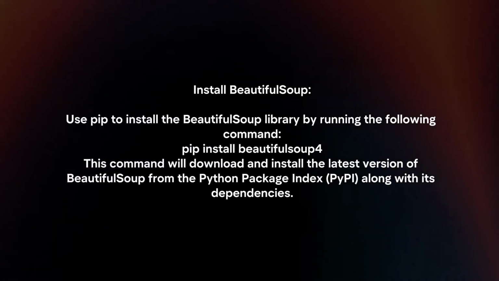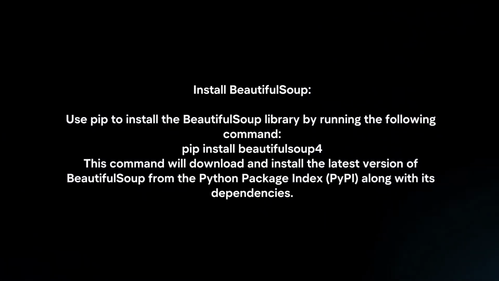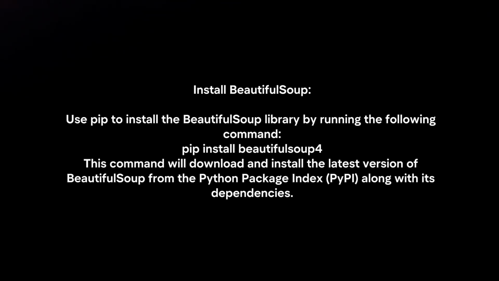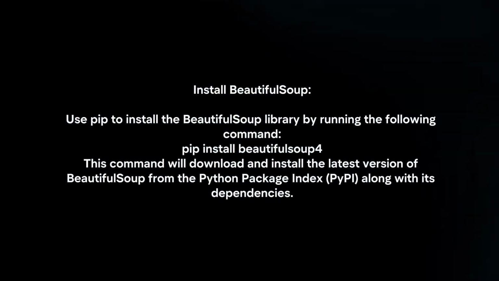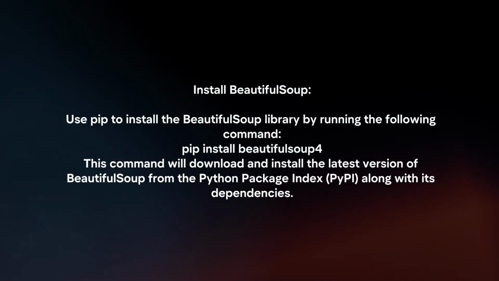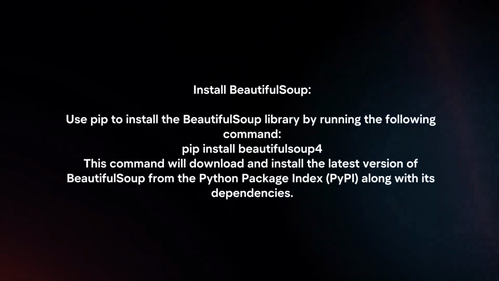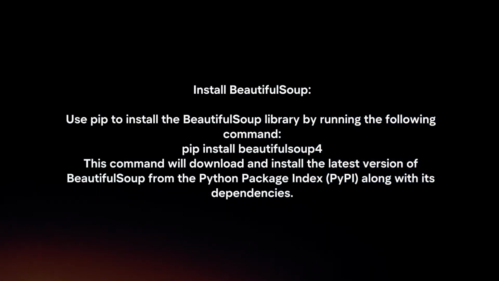Install BeautifulSoup. Use pip to install the BeautifulSoup library by running the following command: pip install beautifulsoup4. This command will download and install the latest version of BeautifulSoup from the Python Package Index, along with its dependencies.